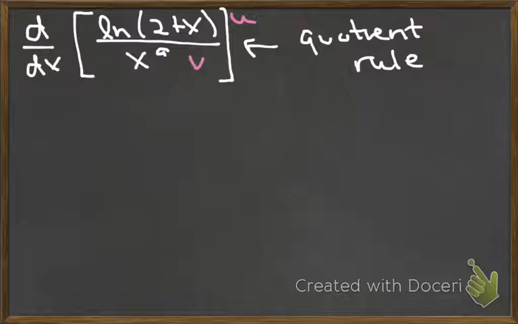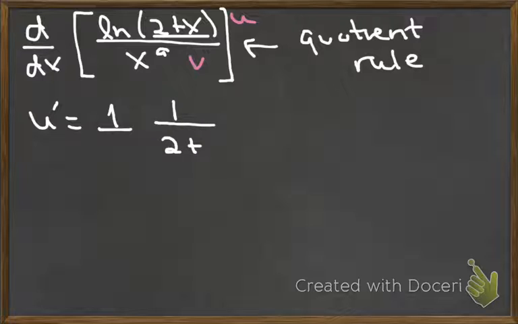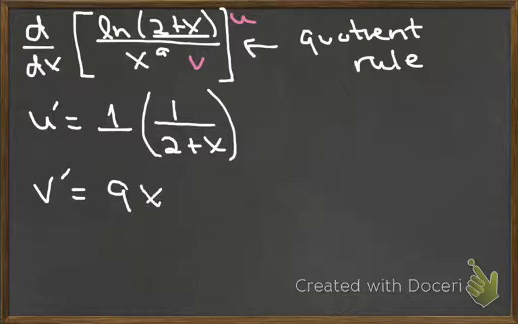So now I'm ready to actually calculate u prime, which is, since I have the natural log of 2 plus x, I see that there's a chain rule there. So the derivative of 2 plus x is 1. And the derivative of natural log of anything is 1 over the argument. So that's 1 over 2 plus x. I didn't really need the 1 there, but I put that for emphasis so I would know what that was. V prime is then going to be, since I have x to the ninth power, 9x to the 8th power.